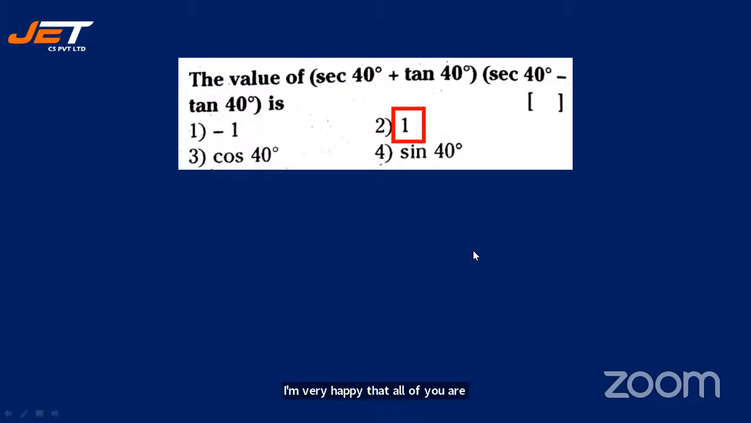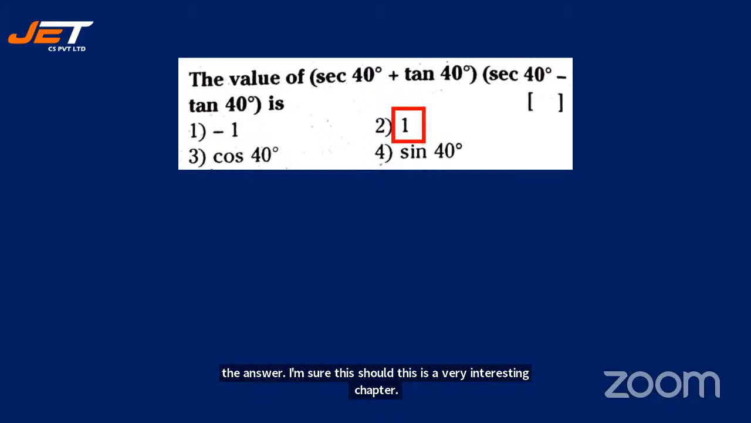I'm very happy that all of you are working and giving me the answer. I'm sure this is a very interesting chapter and we'll never feel bored. You know, all the time we feel like only doing trigonometry, isn't it?